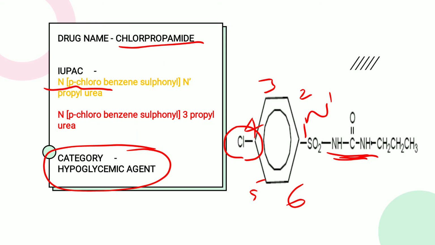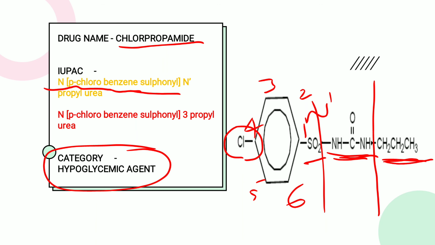This is a 6-membered ring. We call it a phenyl or a benzene. So we mention here the benzene. Then there is the SO2, that is the sulfonyl. We complete the bracket on this side. Then on the right side there is a 3 carbon. 3 carbon means it will be mentioned as a propyl. So we will write N dash propyl, and the last is the parent nucleus, that is the urea.